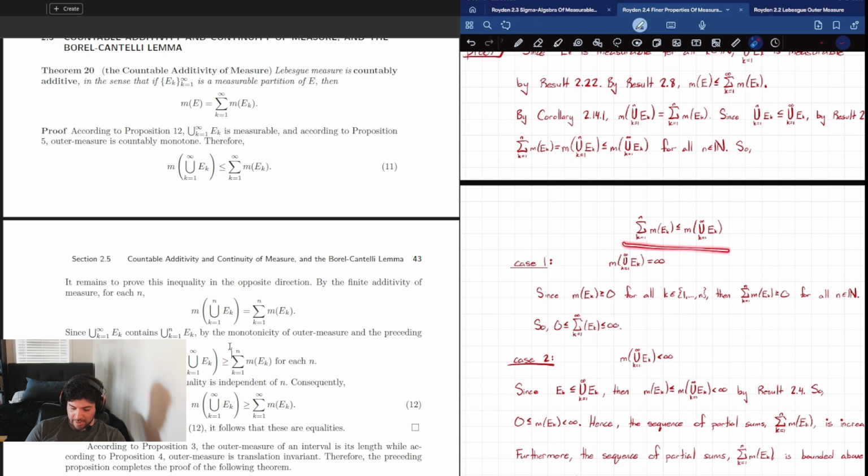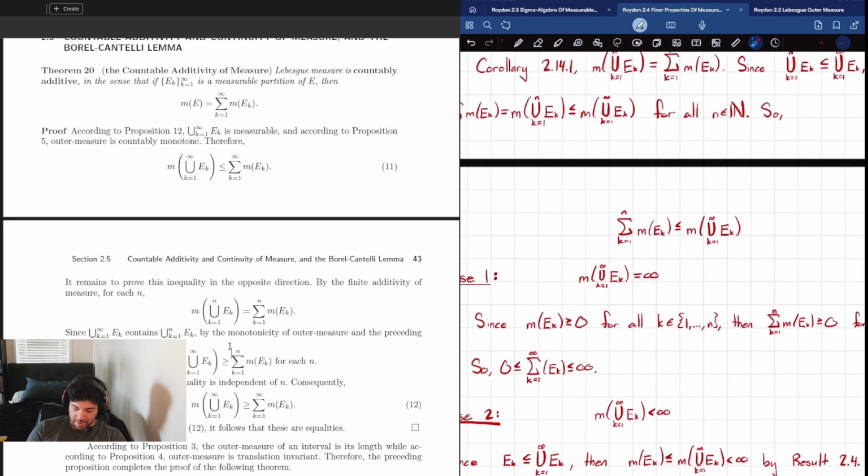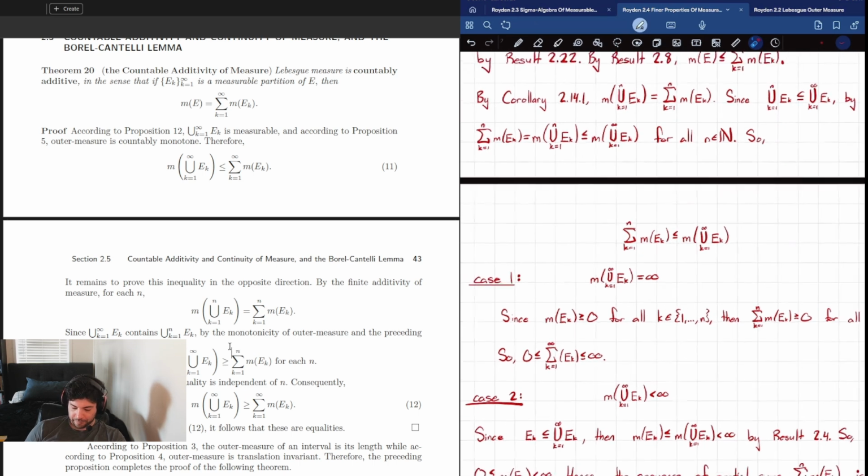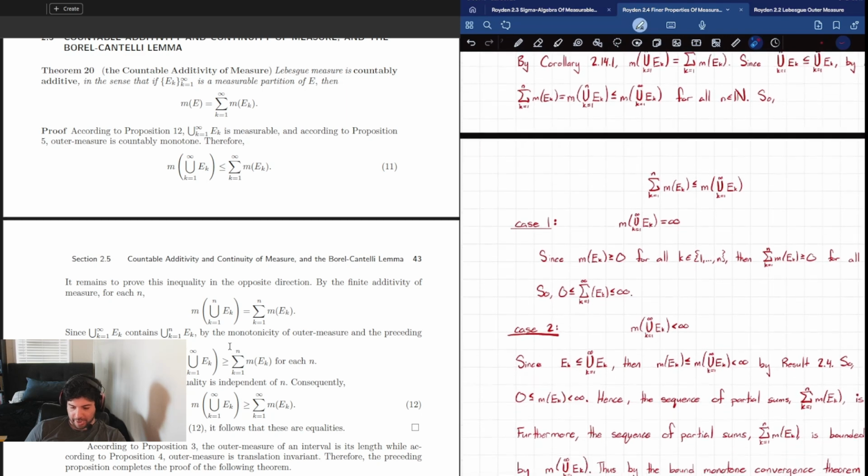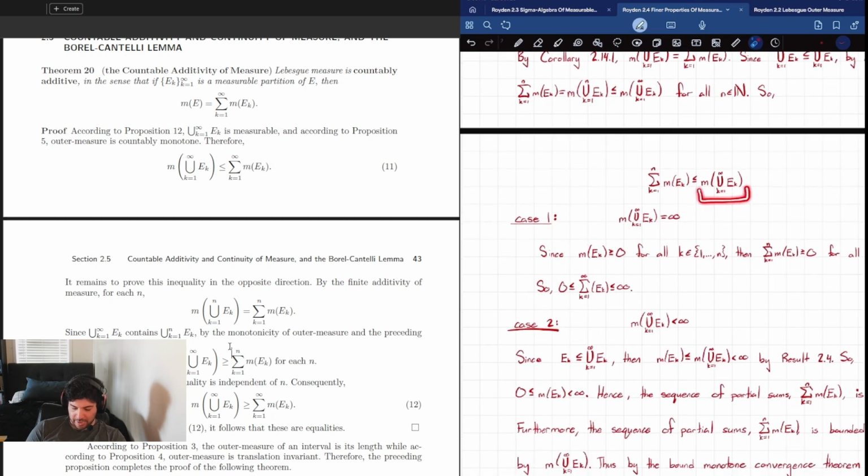And so we have this inequality, and we want to show that the sequence of partial sums as n goes to infinity is less than or equal to this. That's going to be the end of the proof. And this is where all the undergrad real analysis comes in. You have to break it up into two cases: if this is infinite and if this is finite. That's case 1, that's case 2 right here.